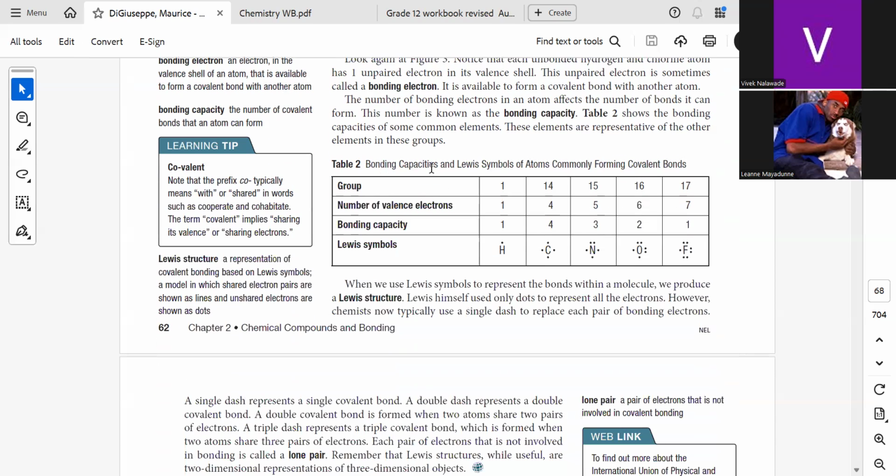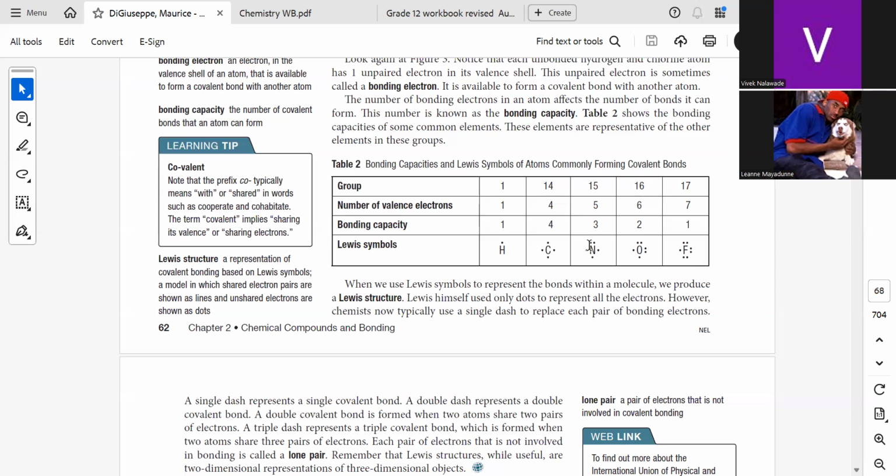Now bonding capacity is from the Lewis symbol of an atom. Check over here. If the group number is one, the number of valence electrons is one, and bonding capacity is one. If the group number is 14, the number of valence electrons is 4, bonding capacity is 4. If we have group number 15, then the number of valence electrons is 5, and bonding capacity is 3.